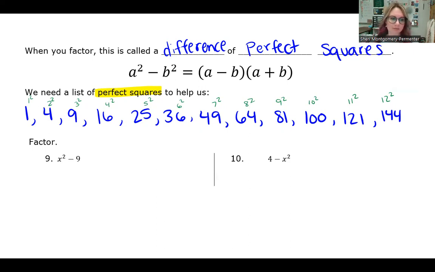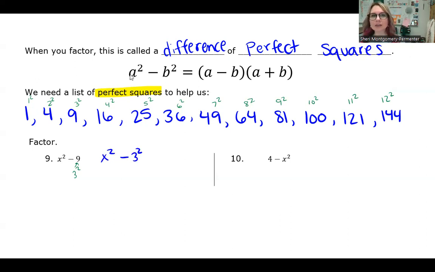So for the first one, do you agree that 9 is the same thing as 3 squared? Well, I mean, we just made a list. 9 is the same thing as 3 squared. So I'm going to rewrite that. So when I rewrite that, I get x squared minus 3 squared.